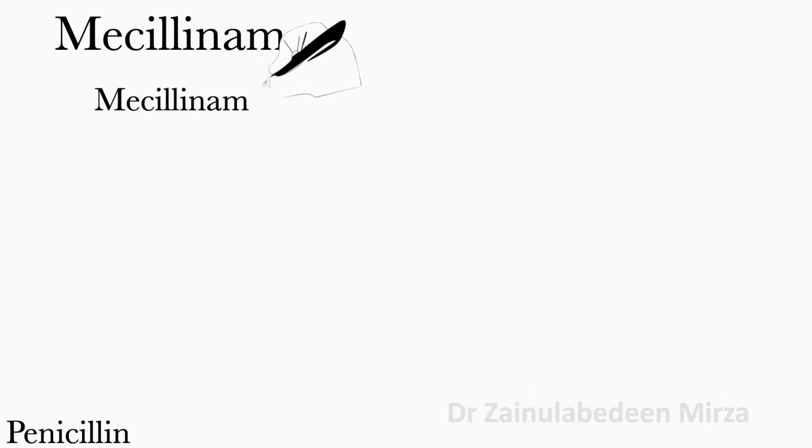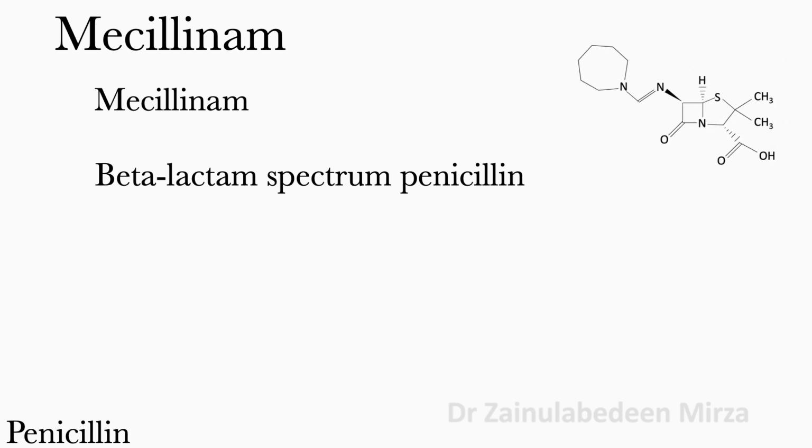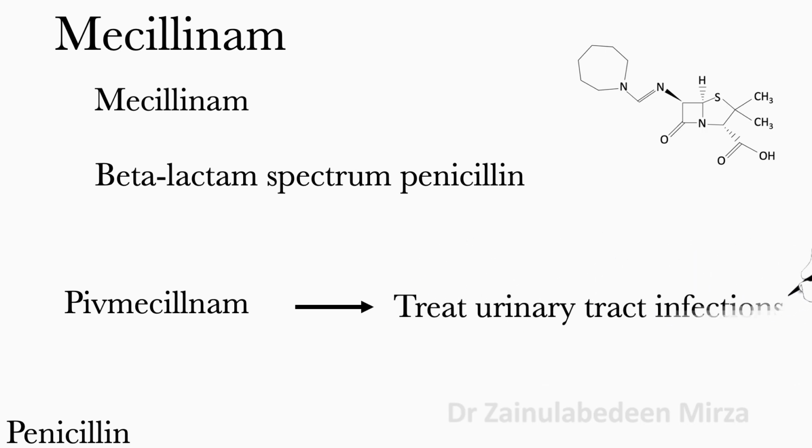Mecillinam is a beta-lactam spectrum penicillin antibiotic of the aminoglycoside class that binds to penicillin binding protein 2. Mecillinam is an oral drug that is active against gram-negative bacteria such as Enterobacteriaceae, and it is inactive against Pseudomonas aeruginosa. Mecillinam is mainly used to treat urinary tract infection caused by Escherichia coli.